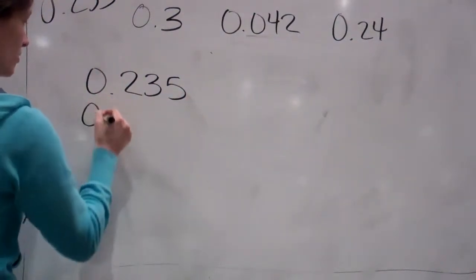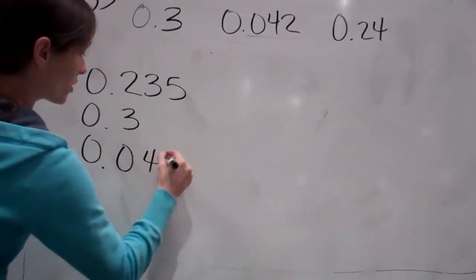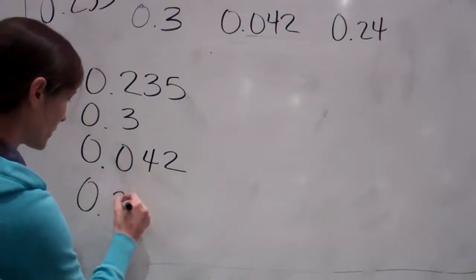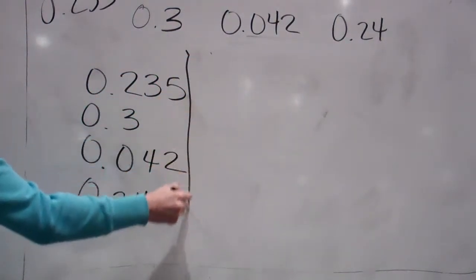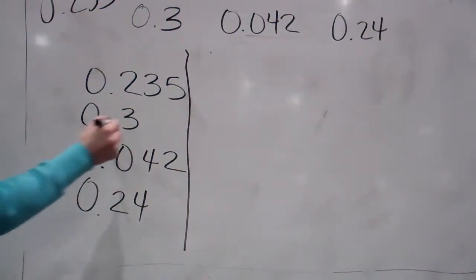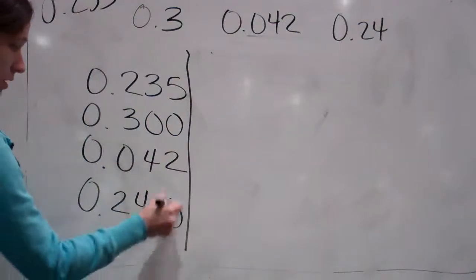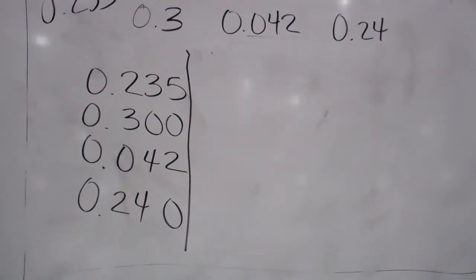0.235, 0.3, 0.042, 0.24. This is the last spot. What should I do? Add zeros. Now, can I quickly and very easily tell which one's bigger and which one's smaller? Yes, I can. Once I added my zeros in there, I could very easily tell.